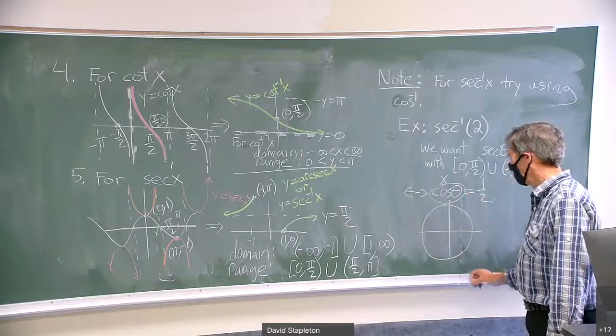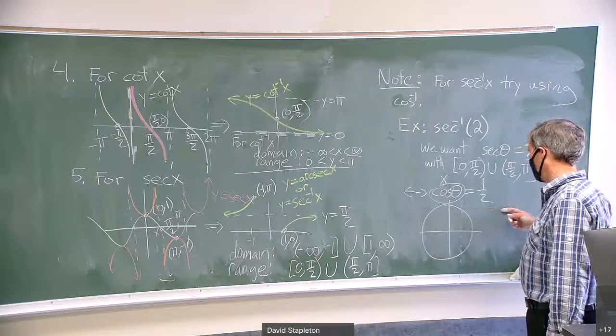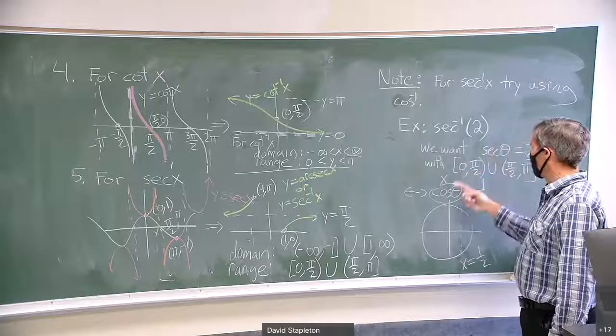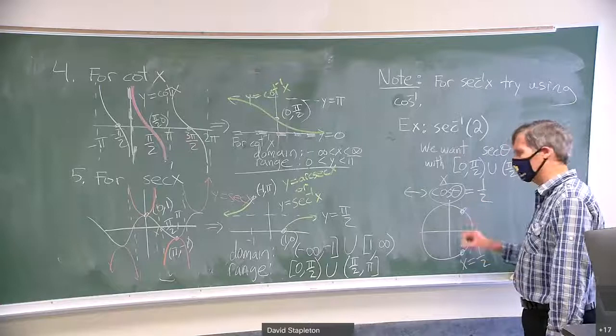If you want the sine equal to the number, the sine is the y coordinate, so you draw a horizontal line, y equals that number. But if you want the cosine equal to the number, you draw the vertical line, x equals that number. So to get secant equal 2, we want cosine equal 1/2. So we draw x equals 1/2, and there are 2 points on the unit circle where x is 1/2, and that's it. So there are only 2 possible terminal rays.